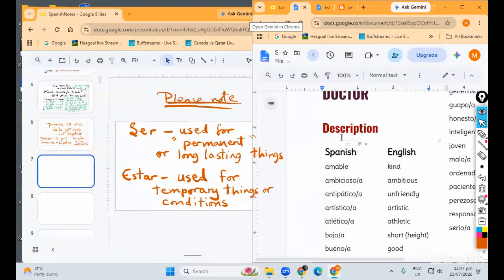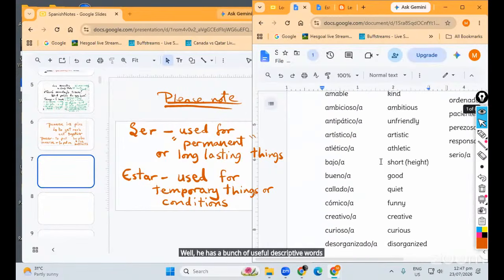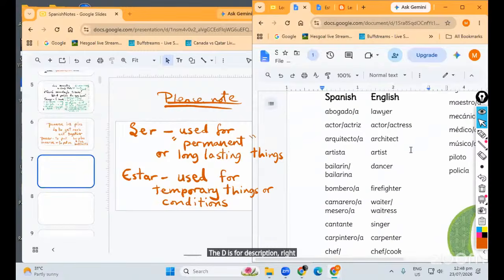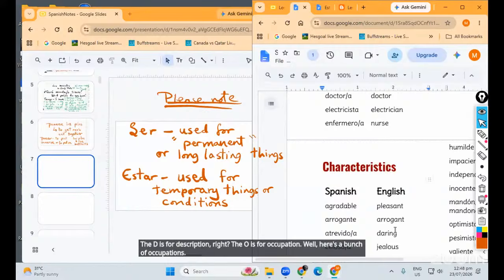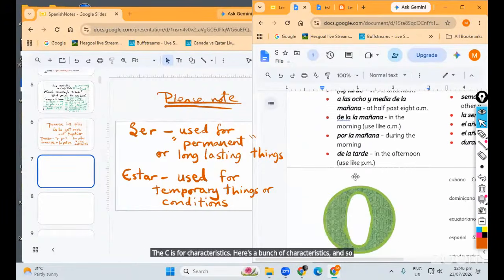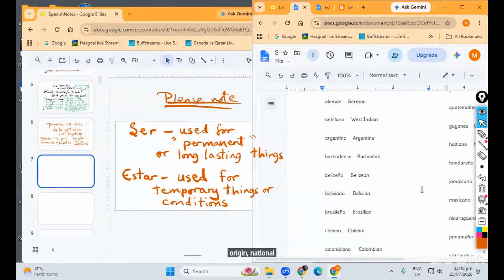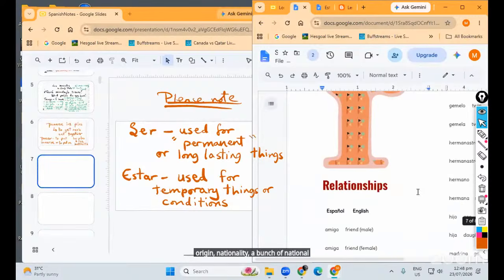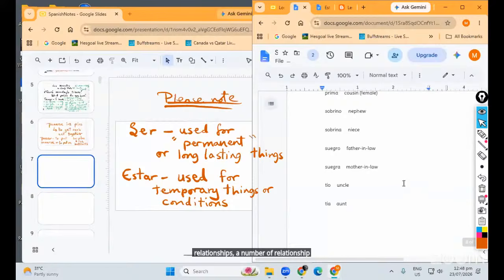Right? So DOCTOR is for description. Well, here's a bunch of useful descriptive words. The D is for description, right? The O is for occupation. Well, here's a bunch of occupations. The C is for characteristics. Here's a bunch of characteristics, and so on. Time, a bunch of time expressions. Origin, nationality, a bunch of nationalities. Relationships, a number of relationship words, right?